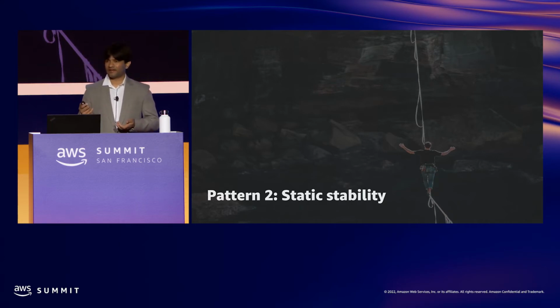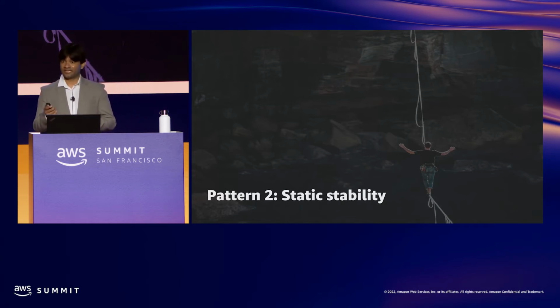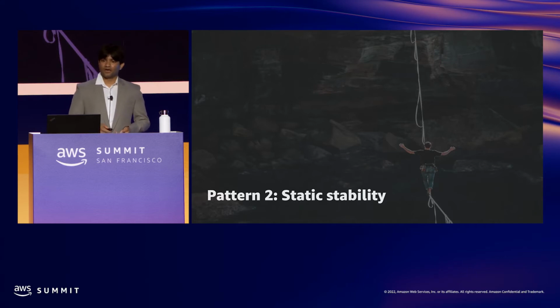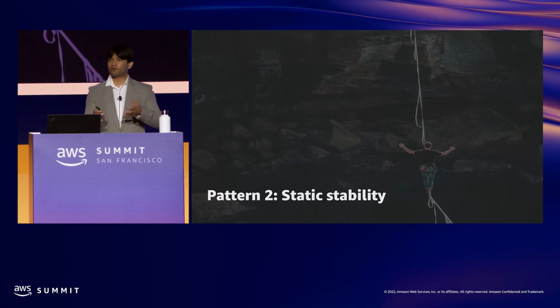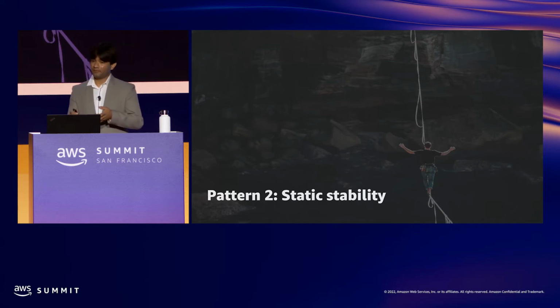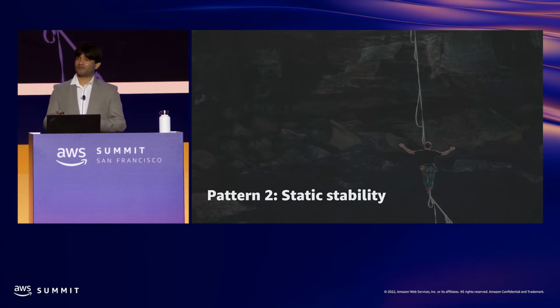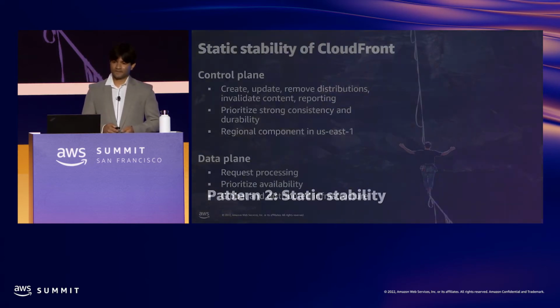You can take, for example, maybe new config, or something's changed in the config, or something's deleted. However, everything the system was doing before this dependency became impaired continues to work despite the impaired dependency. And I'll explain with an example how CloudFront is statically stable.